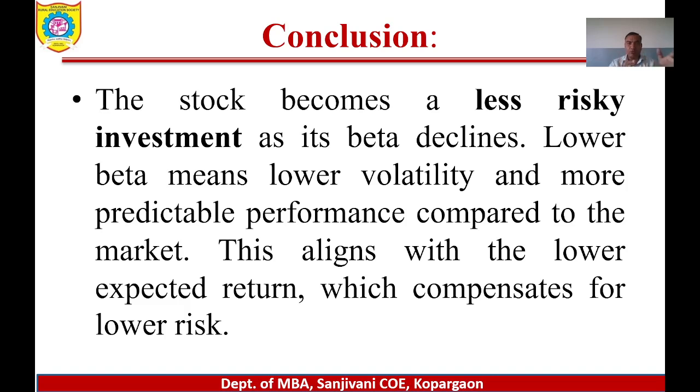So now concluding this particular numerical, the stock becomes a less risky investment as its beta declines. Lower beta means lower volatility and more predictable performance compared to the market. This aligns with the lower expected returns, which compensate for the lower risk. I hope you understand how this capital asset pricing model works with this particular example.